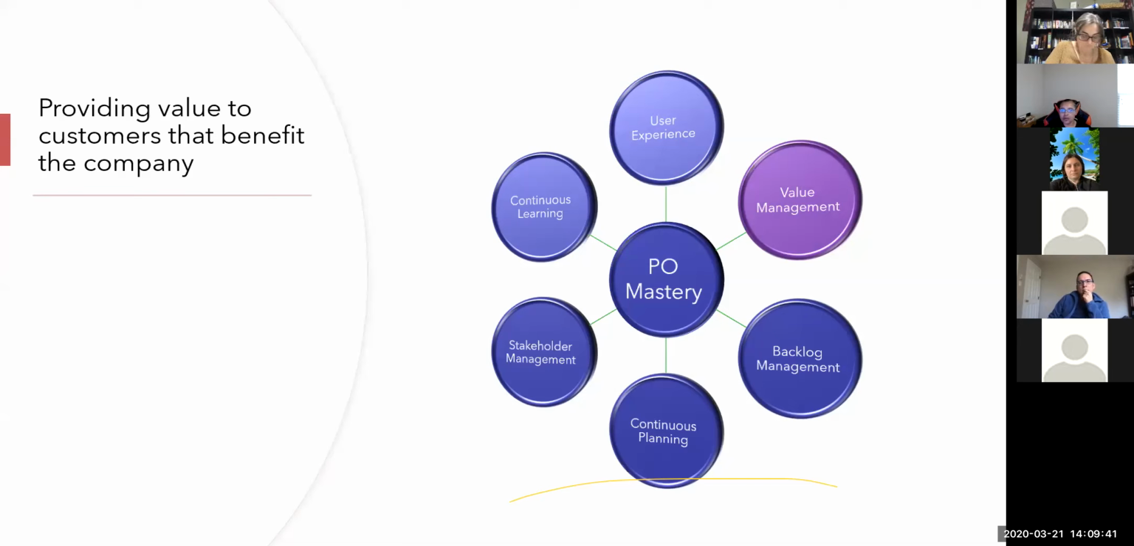Some product owners I've seen develop buckets. So this quarter, I'm going to have 10% on usability, 20% on technical debt, 30% on innovation, and 40%, I'm just throwing out numbers, on supporting the business goals.